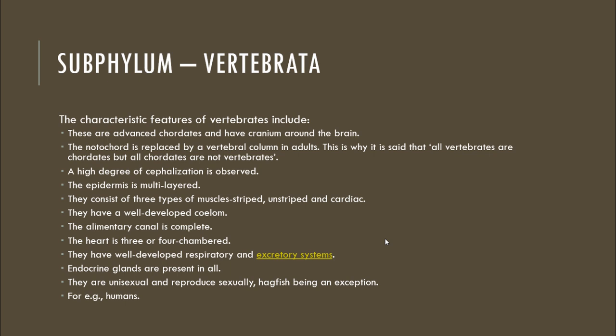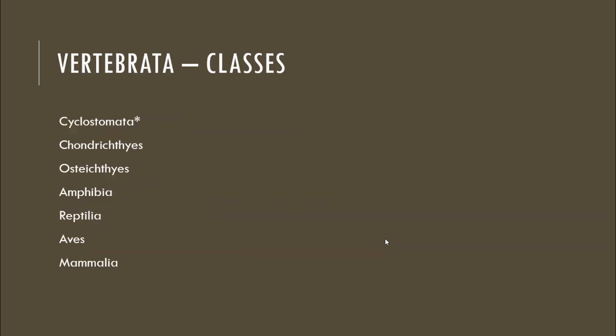The alimentary canal is complete. Normal, they have the mouth, they have the anus. The heart is three or four chambers, although in some it is two. They have well-developed respiratory and excretory systems. Endocrine glands are present in all. That's the hormone glands. They are unisexual and reproduce sexually. Hagfish is an exception. But let's move on.